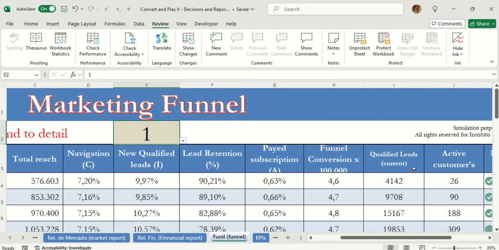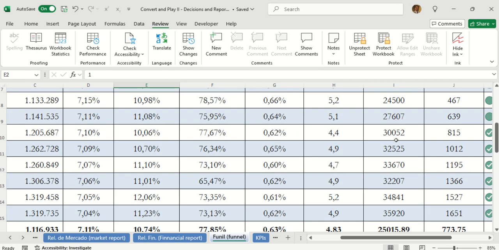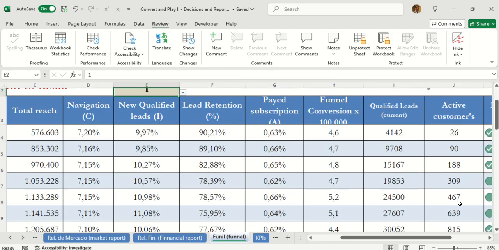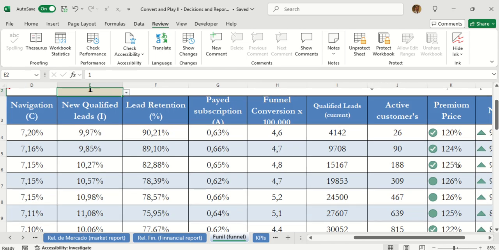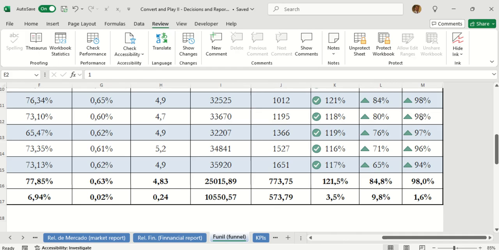Here also I can see the number of qualified leads, the current numbers. As you can see, the number is growing, but becoming more stable here at the end of the year. So the number of people that are still negotiating or using my freemium versions or in touch with me to negotiate for the solution. Here I have the evolution of active customers over the year. And finally, we have the other metrics of premium price, NPS, and retention in each period.